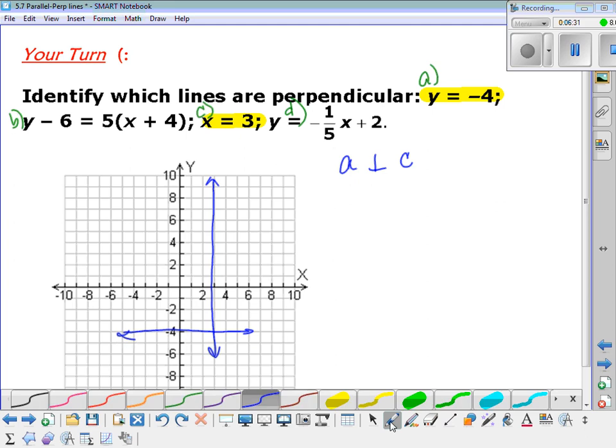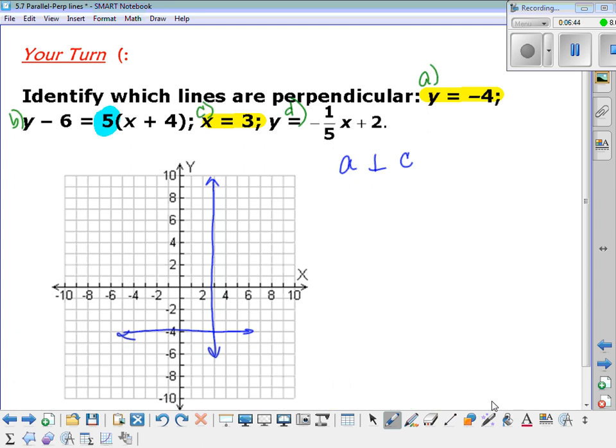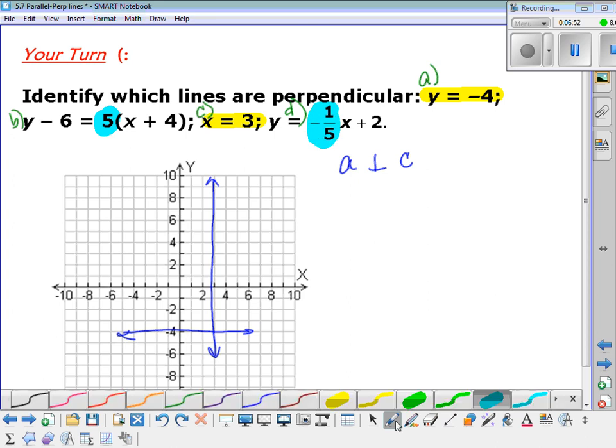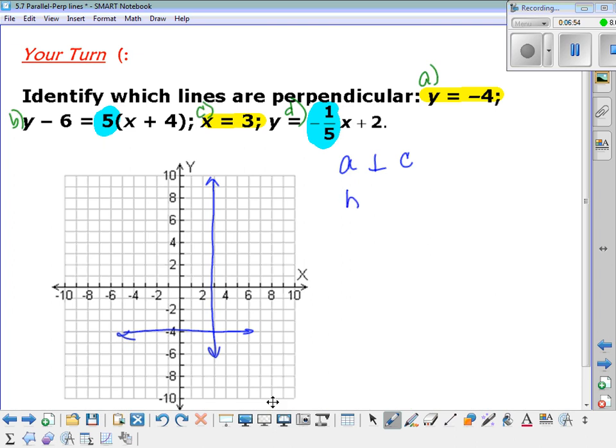But we also can look at the other two lines. What's the slope on B? Line B has a slope of 5. There's the slope on line B. What's the slope on line D? Negative 1/5. Are those opposite reciprocals? Yes, they are. So we can also say that B is perpendicular to D. Okay?